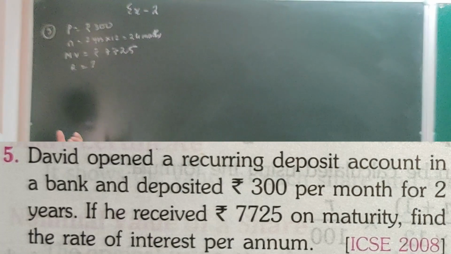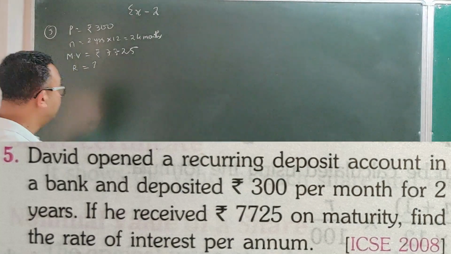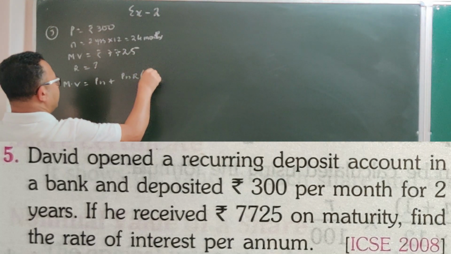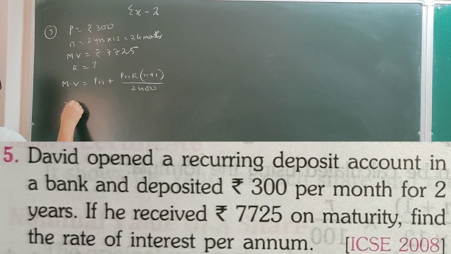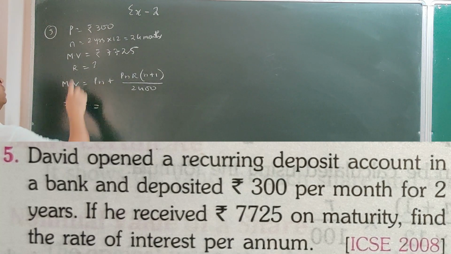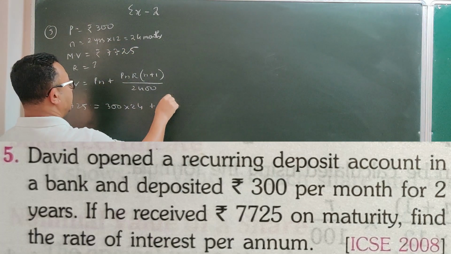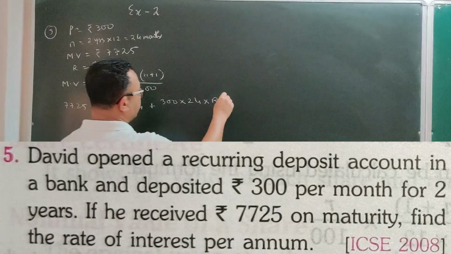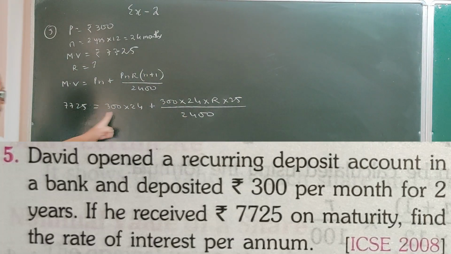Very similar now. I'm not going to use any extra formula, the same formula. Out of the 4 quantities, 3 are given, and the fourth one is what you have to find. So let's use the formula again. Maturity value equals P n plus P n r times n plus 1 over 2400. Maturity value is 7725. P is 300, n is 24, plus P is 300 into n is 24, rate is missing, this r I am writing as r, and 24 plus 1 is 25, over 2400. Everything is given except this r.